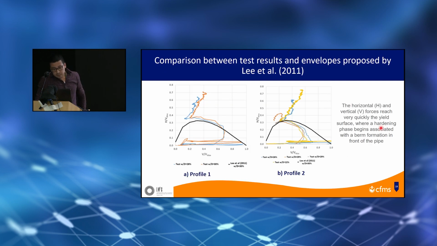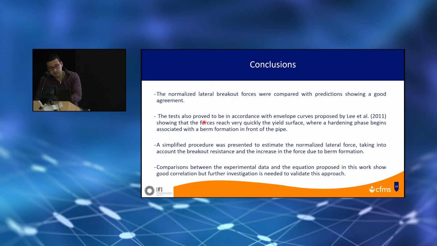And finally, we observed how the experimental data falls within a failure envelope, which is defined as a region that separates elastic and elastoplastic behavior of the soil. Here we see a comparison between the experimental results and a theoretical failure envelope. Here we have the reference. So basically, what we see is that the lateral soil pipe interaction reaches at a high rate the failure envelope, followed by an expansion, basically explained by the formation of the berms in front of the pipeline.